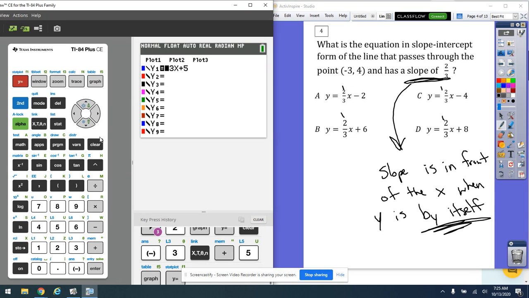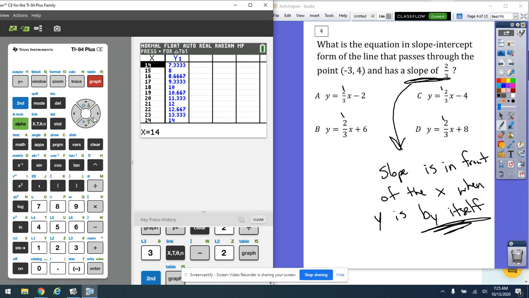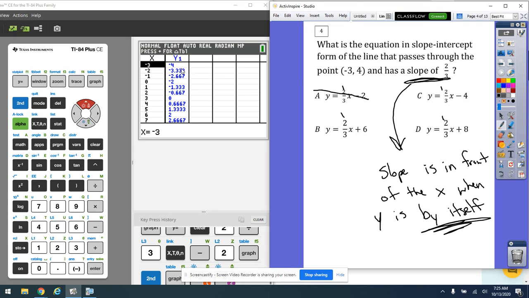So I got to go to my graph, clear, 2 divided by 3x, because now it's saying y equals 2 divided by 3x. And then for our first answer choice, minus 2. Graph, second table, and now I'm just going to go to negative 3. So I'm looking for that single point. So negative 3, negative 4. So I got negative 3, negative 4. I have a negative 3, positive 4. So watch your sign. Because that's a negative 4 here and a positive 4 here, that crosses out.